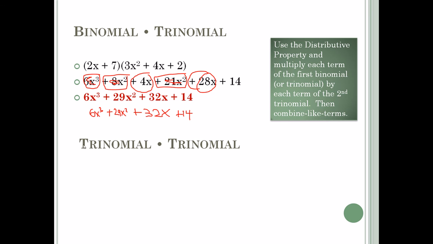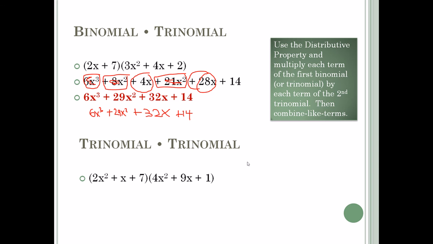Last but not least, what if I had a trinomial times a trinomial? That just means I have a group of 3 times another group of 3. So what are we going to do? You're going to use the distributive property and multiply each term of the trinomial by each term of the second trinomial, then combine like terms.